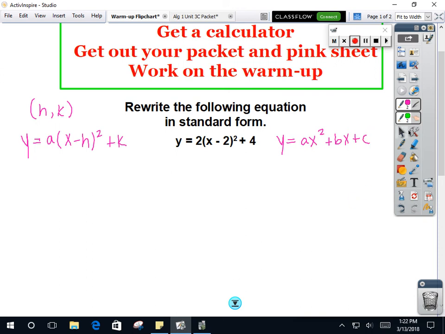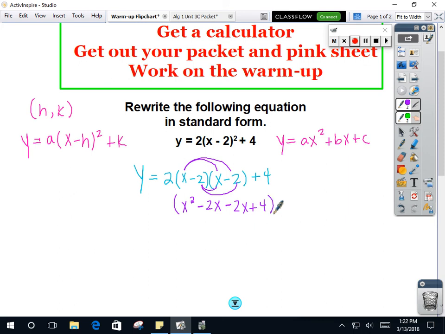But they want you to rewrite it in standard form, which is y equals ax squared plus bx plus c. The first thing that you're going to do is rewrite it. Except instead of writing x minus 2 squared, you're going to write it out twice, because that's what squared means. Then what do you think I can do next? Distribute. X times x is x squared. X times negative 2 is negative 2x. Negative 2 times x is another negative 2x. And negative 2 times negative 2 is positive 4.